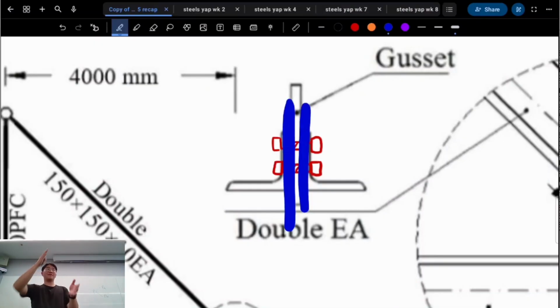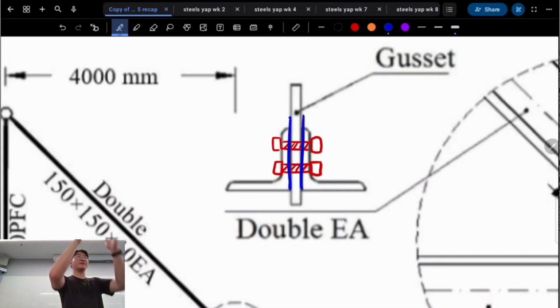In our case, because we have a gusset plate in the middle and two equal angles, we have two shear planes. That's kind of like layers in between, right? Oh, sorry, that's kind of like lines in between the layers almost, right? 3 layers, 2 shear planes, right?